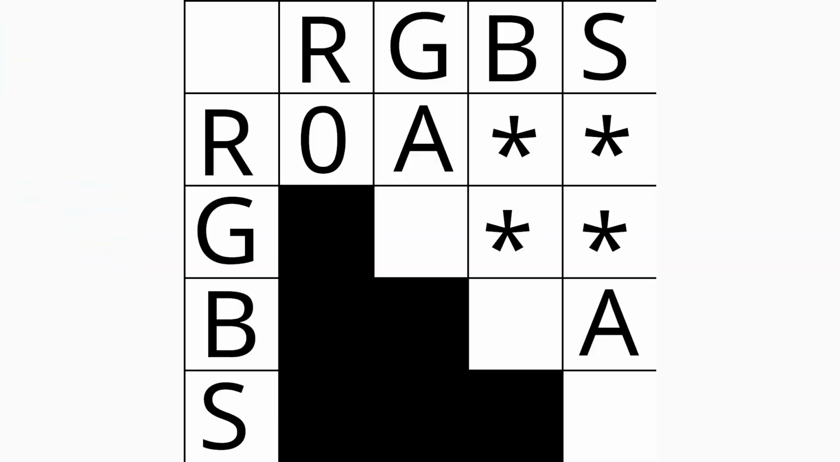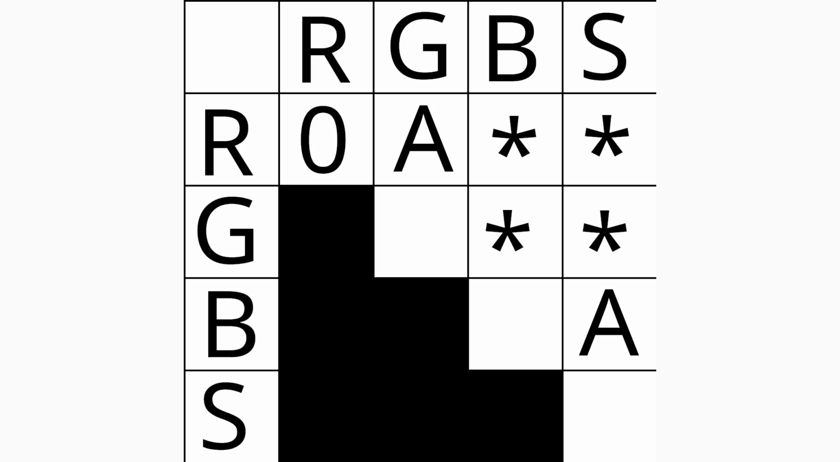Previously, I made a video regarding the interactions between atomic particles. To recap, all particles have a different charge, which determines its interaction with other particles. The interactions are summarized by this table. R, G, B, and S represent the different types of particles.